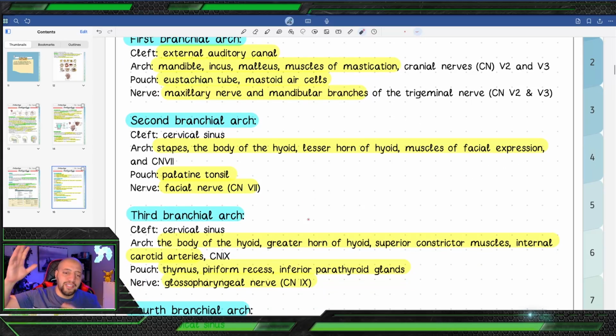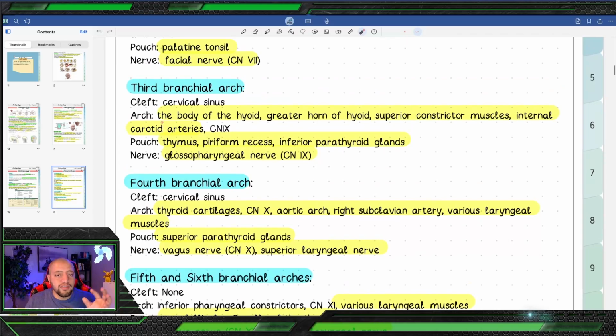So I hope the story from the beginning makes sense now, because we said the endoderm inside is coming to give us the pouch, which is coming to the inside. And the ectoderm, we said the lateral ectoderm is invaded by the nerve, which gives us the cranial nerves and gives us the bone. The third arch itself is giving us the body of the hyoid, greater horn of the hyoid, superior constrictor muscle, and internal carotid artery. Pouch: thymus, piriform recess, and inferior parathyroid gland, and the nerve here is the glossopharyngeal nerve, which is cranial nerve number 9.